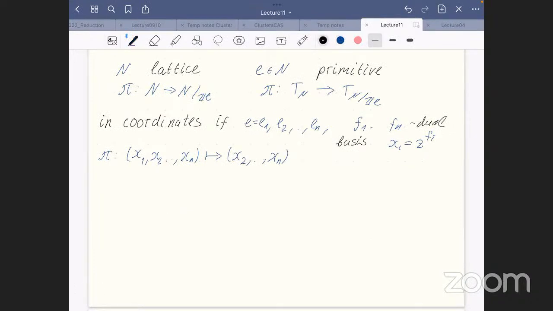Sorry, may I ask? What do you mean by primitive? That it cannot be decomposed as a sum of two positives in some way, or what does it mean? It means that if e is equal to d times e tilde, where e tilde belongs to N, then d is equal to plus or minus 1. Okay, I see. Thank you.